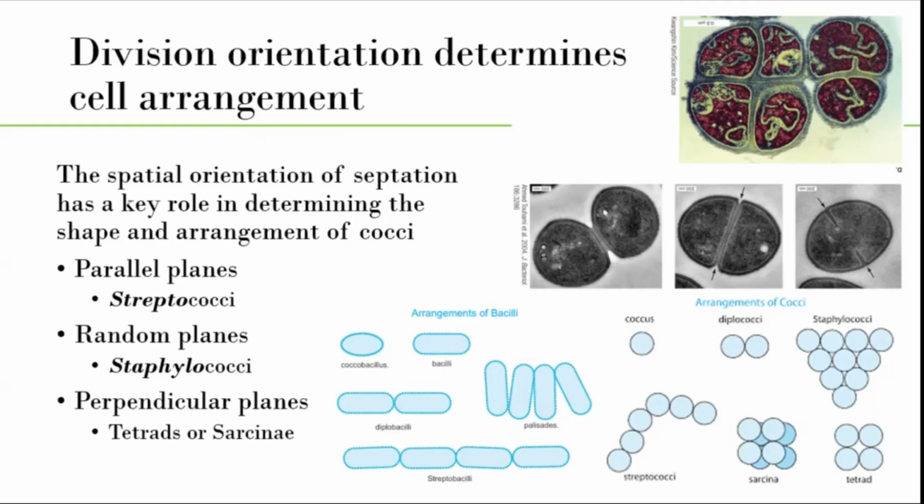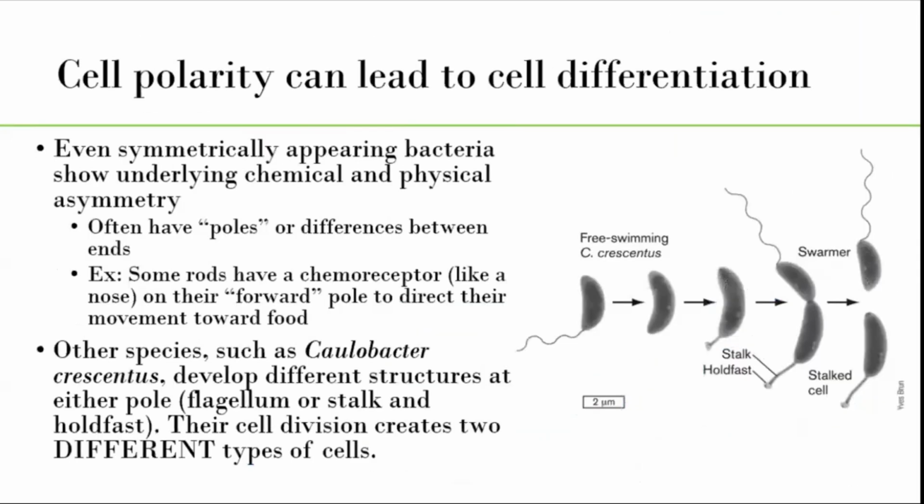And then sometimes they'll reproduce in perpendicular planes. So sometimes X, sometimes Y, back to X, back to Y. And that can create tetrads or sarcinae. So we add this to the shape of the cell. We can have streptococci. We can have streptobacilli. We can have staphylococci. We don't really have staphylobacilli. We have diplobacilli, we have palisades, we have things like that. But the idea is these give a hint about how they're arranged. And that's more important for the lab. You'll see that, and we'll review it a lot in the lab.